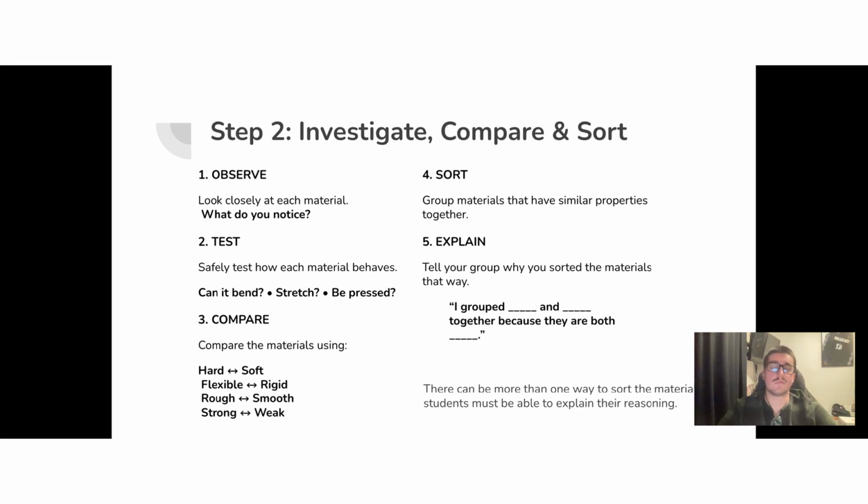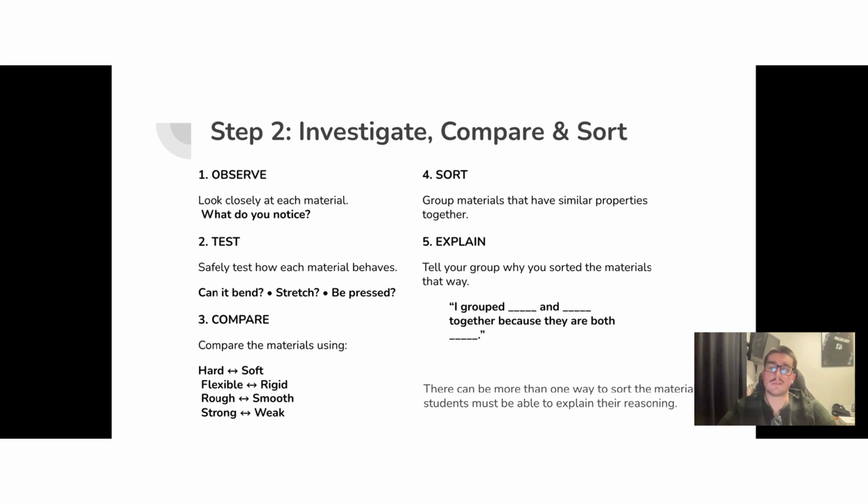The second step is the main hands-on investigation. Working in small groups, students will observe and safely test the different materials on their tray. They might feel the surface, gently bend something, press it, or compare it directly with another material. They then use the vocabulary from our introduction to describe what they're noticing.